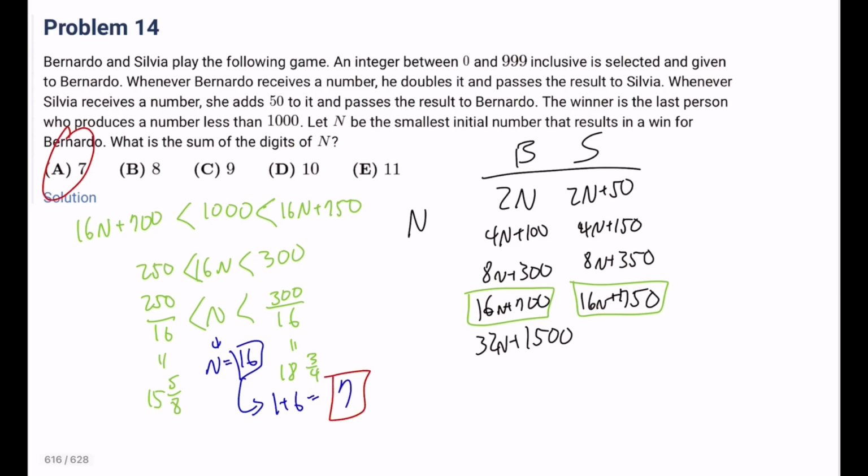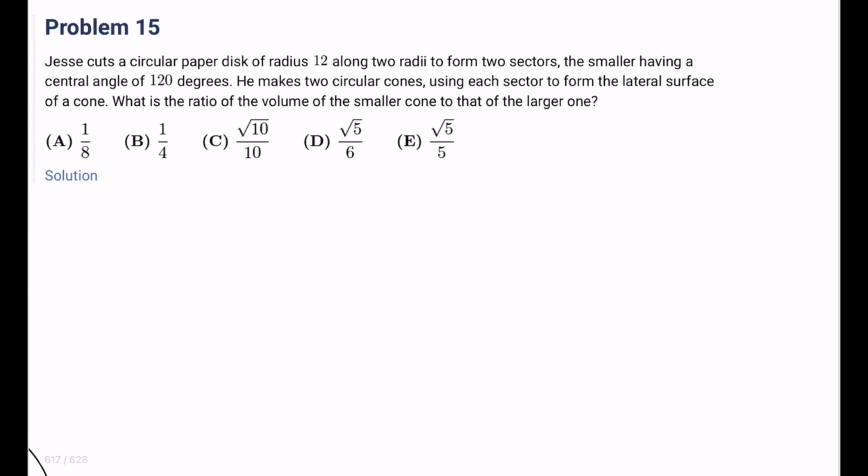Number 15. Jesse cuts a circular paper disc of radius 12 along two radii to form two sectors, the smaller having a central angle of 120 degrees. He makes two circular cones, using each sector to form the lateral surface of a cone. What is the ratio of the volume of the smaller cone to that of the larger cone?